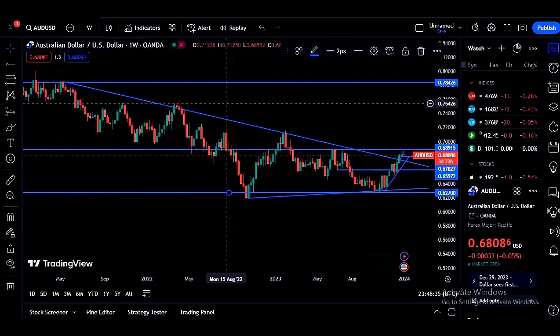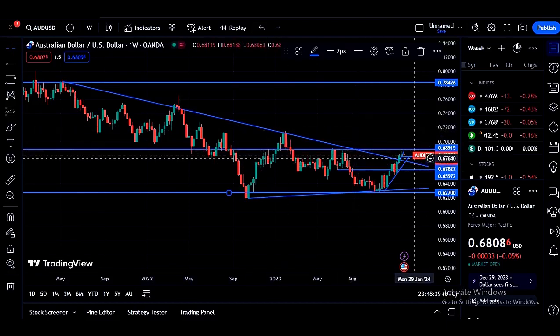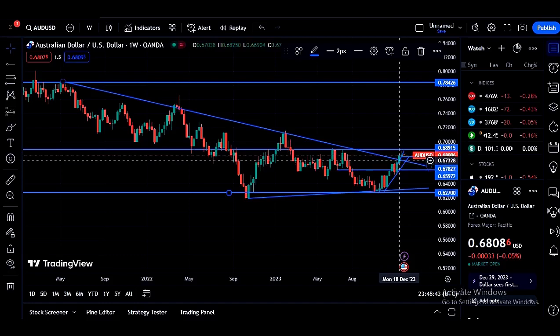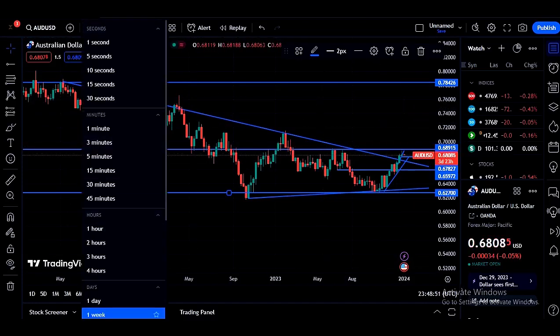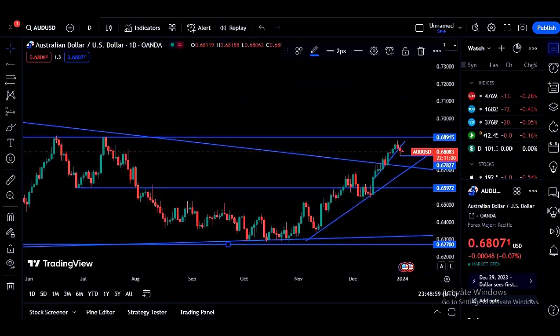All right, on the weekly, you can see there's this downtrend right here, which AUD/USD seems to have broken. AUD/USD seems to have broken this weekly downtrend right about here, and that's a bit of a concern. So let's get into our daily chart. We've already gotten the direction of the market from our weekly chart.